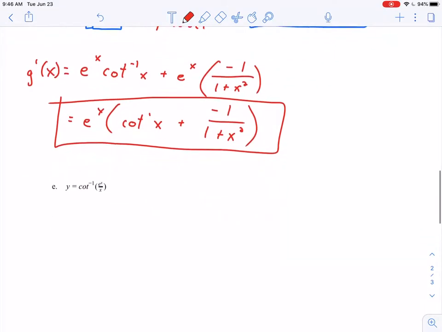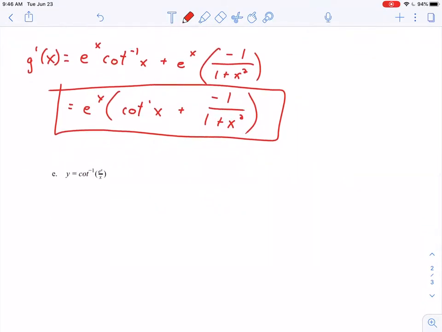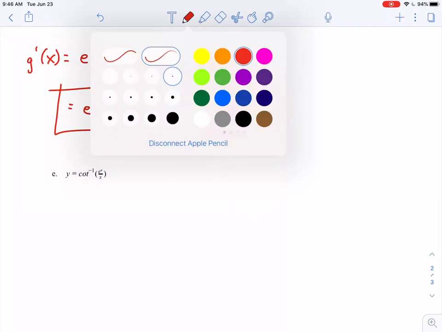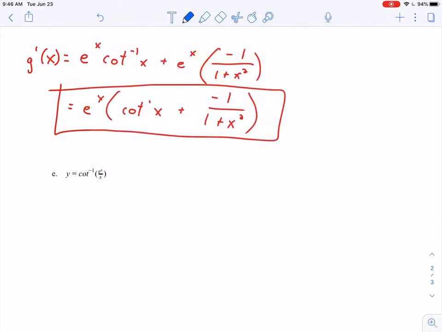Let's look at one more example here. This time I have y equals cotangent inverse of e to the x divided by x. This one's tricky because we actually have two different derivative rules occurring here. First of all, I see a chain rule because I see this e to the x divided by x inside of my cotangent inverse function, so it's absolutely going to be a chain rule problem.